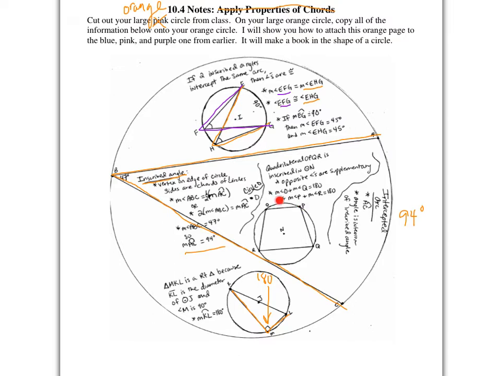For the last circle right here, if we have a four-sided figure, a quadrilateral, that's inscribed in the circle, so that means all 4 points are touching the edges of the circle, then these opposite angles are going to be supplementary. So my O plus Q should equal 180, and my P plus R should also equal 180. One other little vocab word here is this 94 degrees, that's called the intercepted arc, so it's the arc across from that inscribed angle.